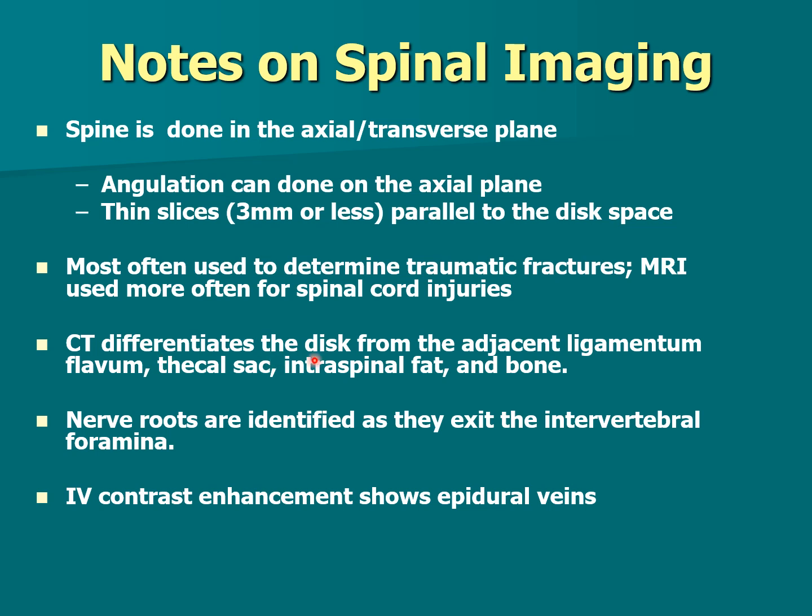CT differentiates the disc from the adjacent ligamentum flava. That's one of the ligaments within the spinal canal. The thecal sac, which is the coverings, and the intraspinal fat, and the bone. So what we're doing is trying to see if the disc is protruding and pressing on a nerve. Nerve roots are identified as they exit the intervertebral foramina. IV contrast enhancement shows epidural veins. You can give IV contrast if they're looking for increased epidural veins. I have actually never done this, but it can be done.